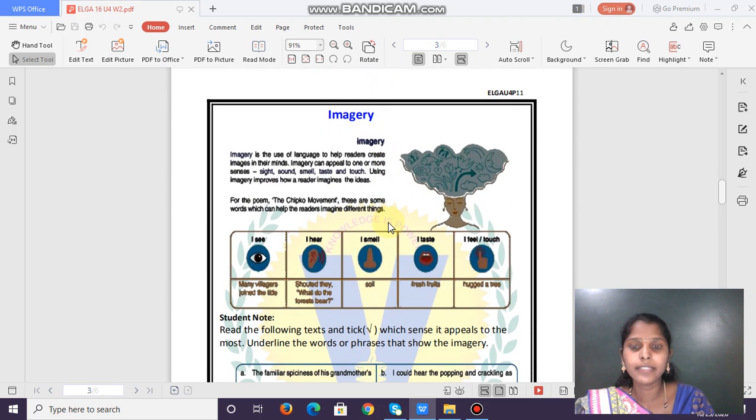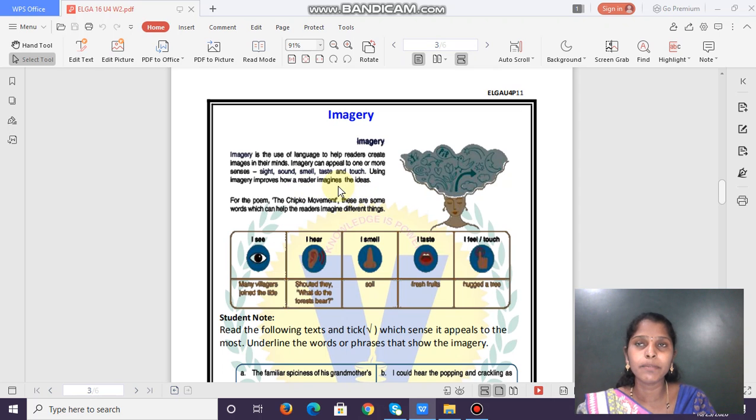Moving towards the next topic, that is imagery. What is imagery? Imagery is the use of language to help readers create images in their minds. Imagery can appeal to one or more senses, like sight, sound, smell, taste and even touch. Using imagery improves how a reader imagines the ideas.